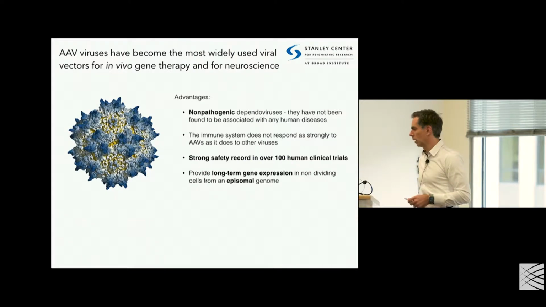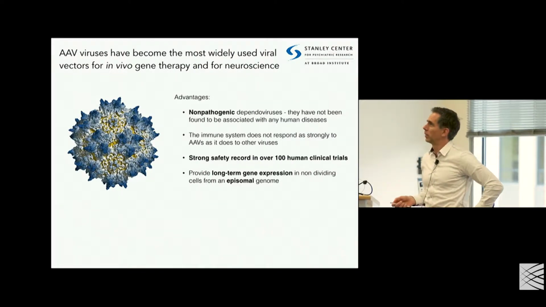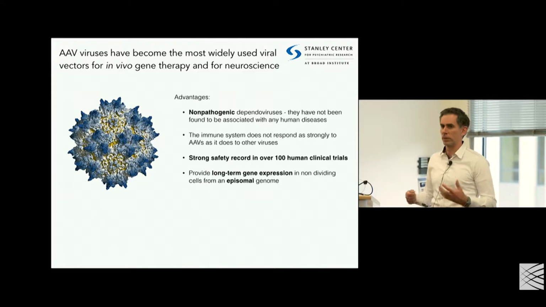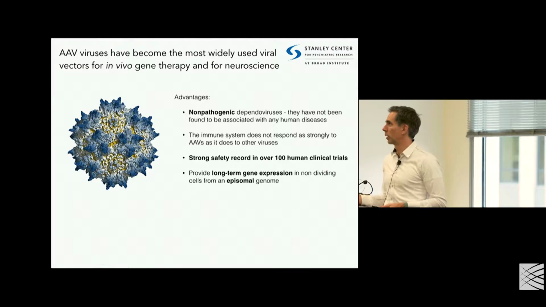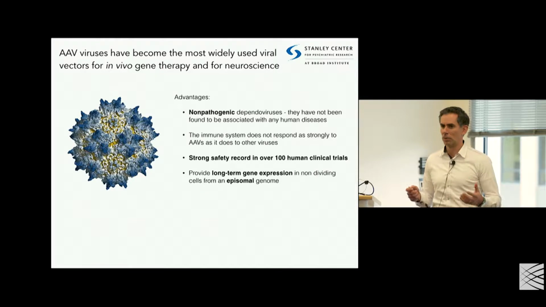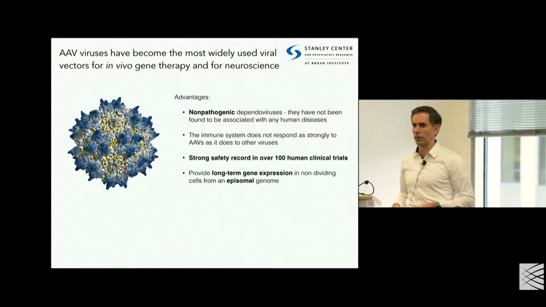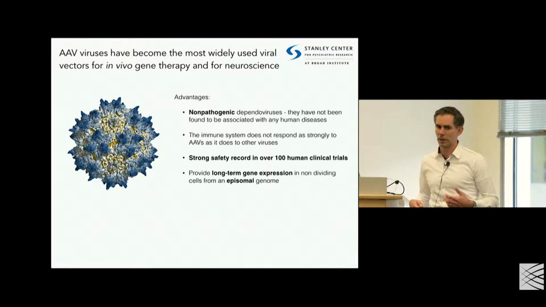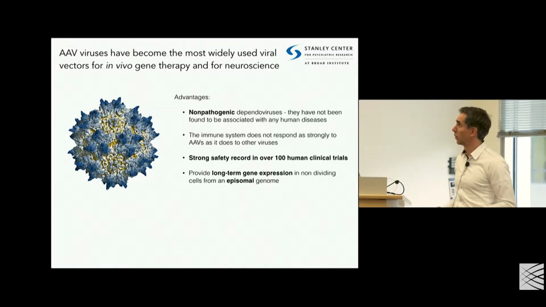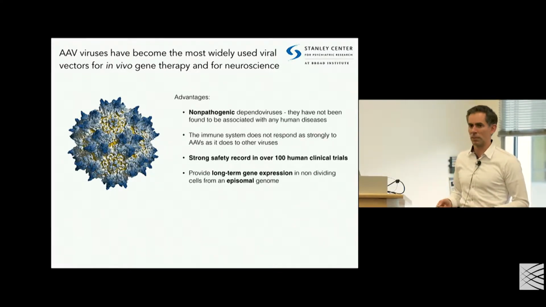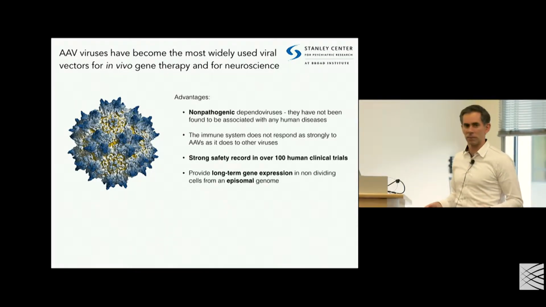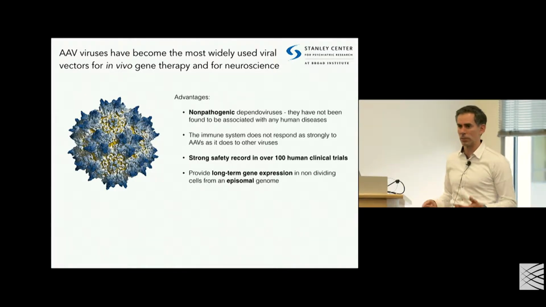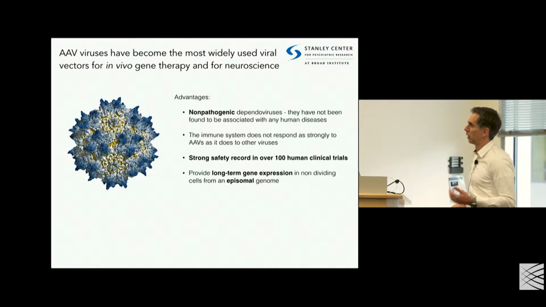All right. So AAV vectors have really become the most widely used viral vector for in vivo gene therapy. And they're ideal for this purpose primarily because they're based on non-pathogenic viruses. They're dependoviruses. They actually require co-infection with another type of virus for their life cycle. They're not replication competent on their own. Likely because of these limitations in their replication and the fact that they are non-pathogenic, our immune system doesn't respond to them as strongly as it does to some of the other viruses that were tried for gene therapy a few decades ago.